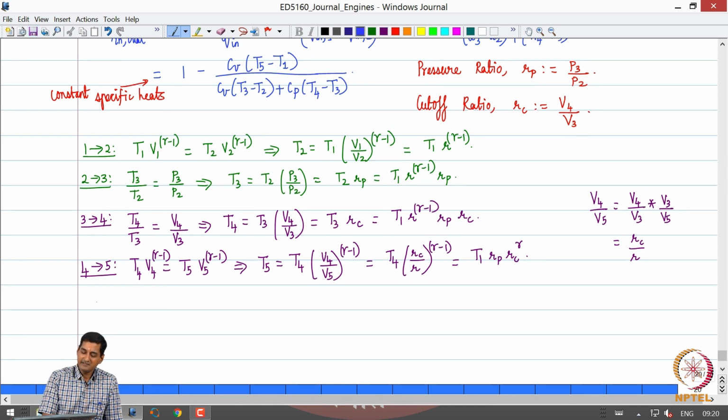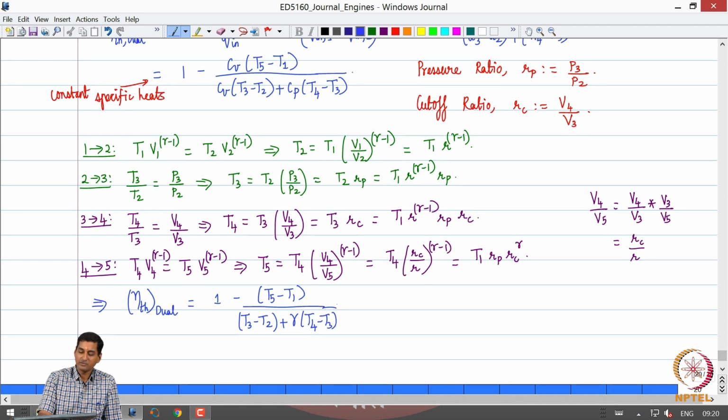So, we go back and look at the thermal efficiency of the dual cycle. That is going to be 1 minus (T5 minus T1) divided by (T3 minus T2 plus gamma times (T4 minus T3)). So, what have I done? I have just divided by Cv, and Cp by Cv is the ratio of specific heats, correct. Now, we substitute all the temperatures.